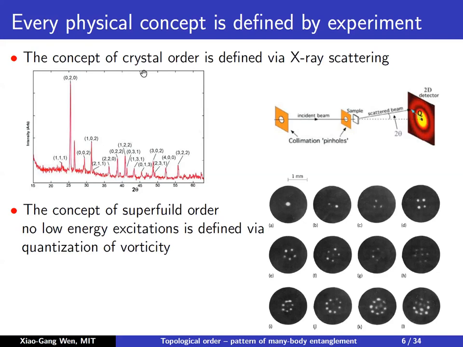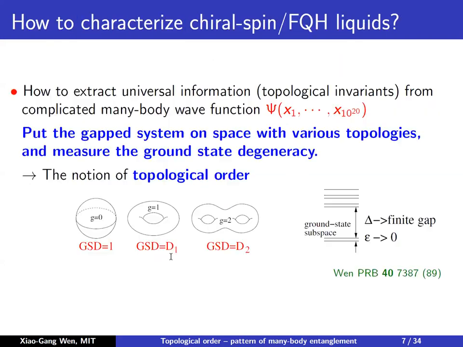Similarly, to define the concept of crystal order, we have X-ray diffraction. Those X-ray diffraction peaks really define the notion of crystal order. Also, superfluid order is defined via zero viscosity and quantization of vorticity. So we are facing the issue: without an order parameter, how do we define the notion of a topological order?